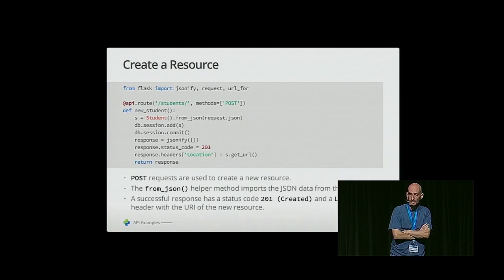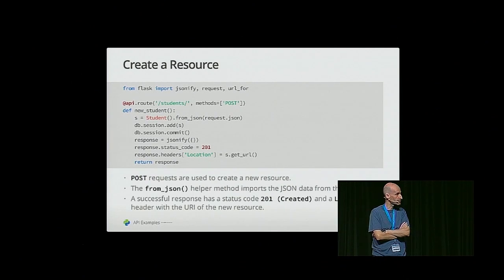And then I need to return a response. And the response needs to be code 201. That means that the resource was created and it was successful. I don't have anything to return, so I just JSONify an empty dictionary. I set the status code to 201, and then I give the client the URL of the new resource in a Location header. And now the client has this new URL, and it can work with it.